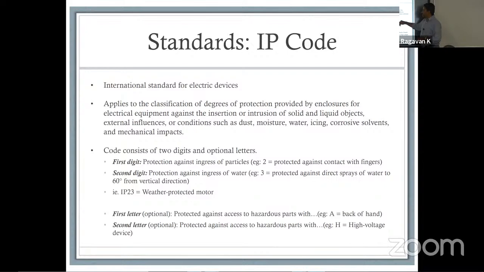So the first digit gives you protection against fingers, for example. The second digit has protection against direct sprays of water at a 60-degree angle. I believe the second digit being 2 is protection against water at a 30-degree angle. You might wonder why it is important, because you are accounting for how much rain, what kind of water flow, what angle the water could be coming in for you to be considered outdoor safe, right? So IP23, if you combine 2 and 3, gives you a weather protected motor.